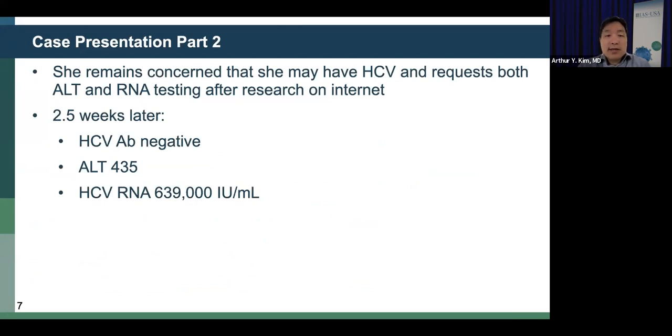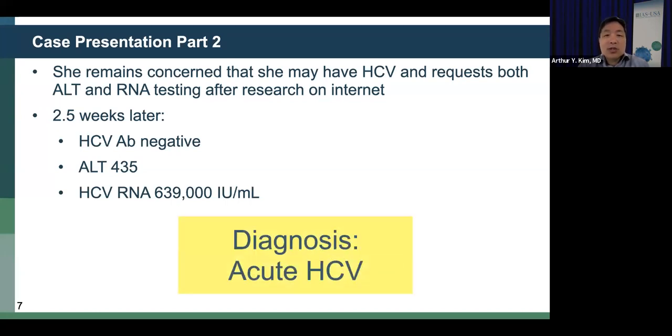She remains very concerned that something may be up and she may have hepatitis C, and requests both ALT and RNA testing after doing some research on her own on the internet. And 2.5 weeks later, she remains hepatitis C antibody negative, but her ALT has risen to 435, highly abnormal. She's not jaundiced, by the way, and her hepatitis C RNA, which was requested, is positive. So 2.5 weeks later is actually very soon, perhaps even sooner than I would test, because I'm a very aggressive tester in this setting, but she must have been worried about an exposure.